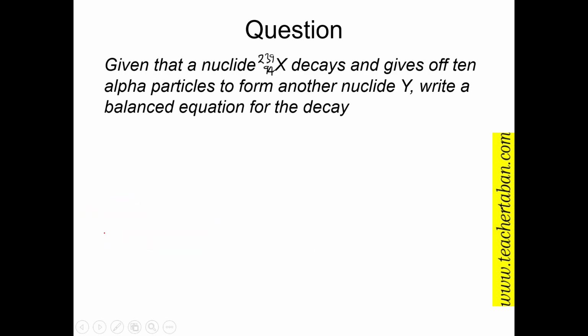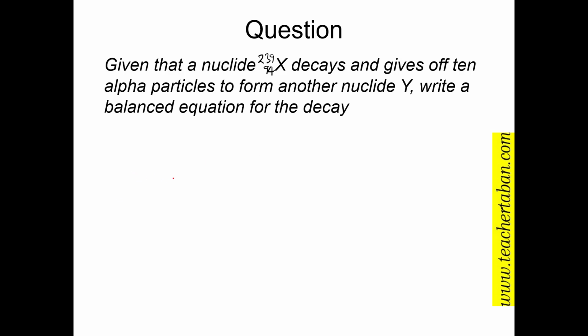Okay, so we have that question there, another question for you to try out first, then we discuss it after you've tried it out. It is saying that given that a nuclide X239 decays and gives off 10 alpha particles to form another nuclide Y, write a balanced equation for the decay. Pause the video for 2 minutes, 3 minutes, and then you come back and watch the solution. But first try it out.